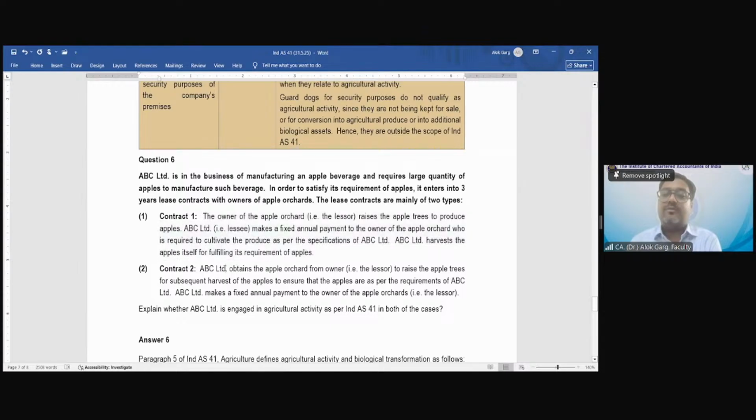Contract number 2, the lessee will obtain the apple orchard from the owner to raise the apple trees for subsequent harvest of the apples, okay, to ensure that the apples are as per the requirement of ABC Limited, and ABC Limited makes a fixed annual payment to the owner of the apple orchard. So the second contract says that ABC, the lessee, is only taking the farm, the land on lease. ABC himself is raising the apple trees and himself is cultivating the apples also. Explain whether ABC Limited is engaged in agricultural activity as per Ind AS 41 in both the cases.